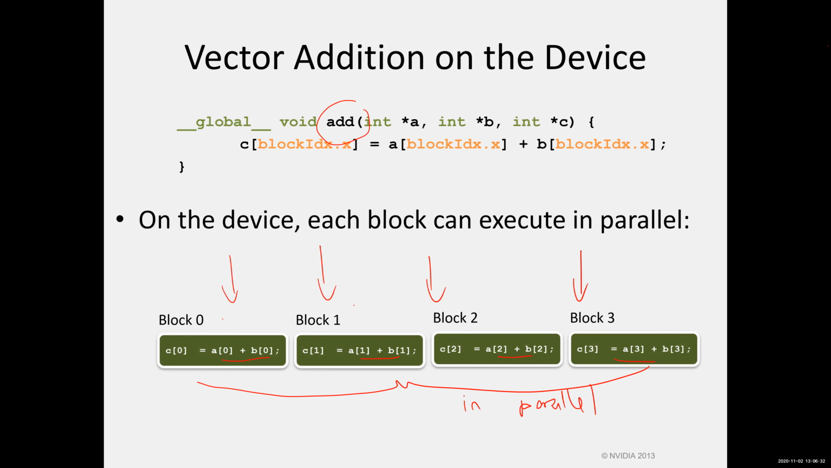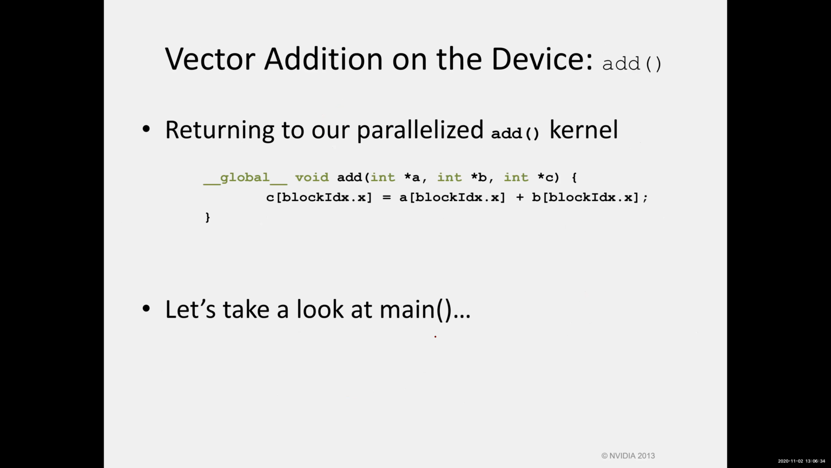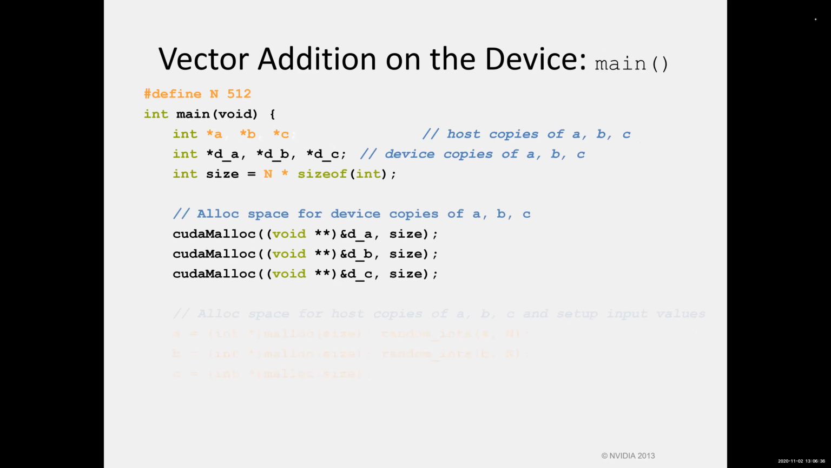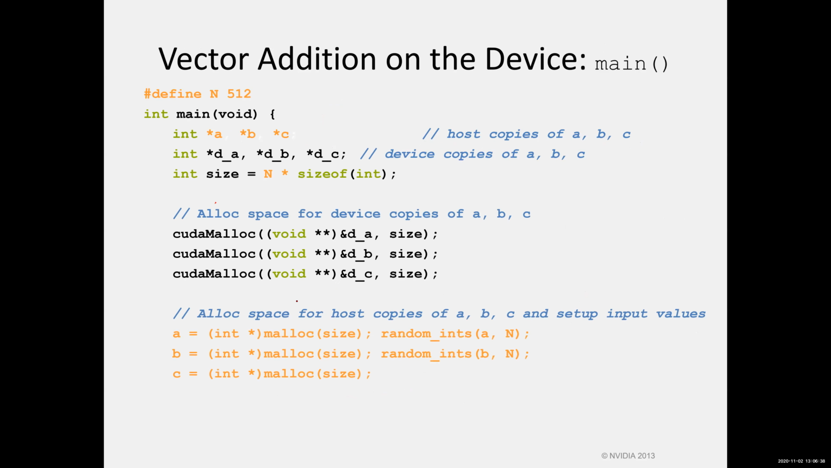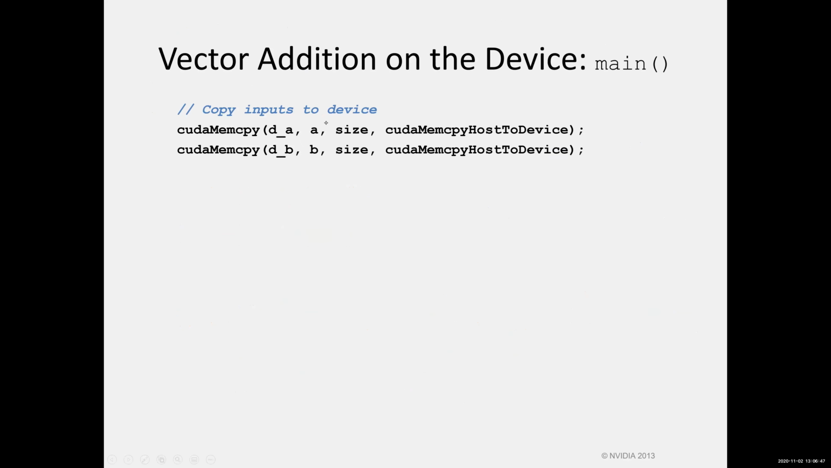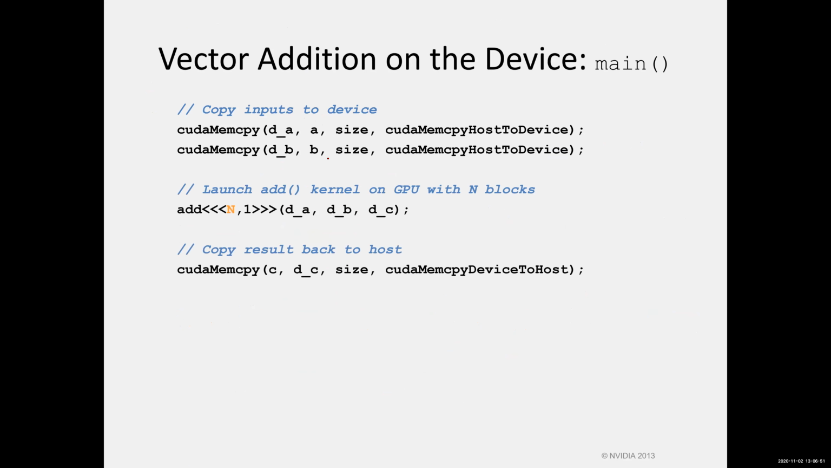It will do it in parallel for you. And then when you return back, the main function does something like this. You create 3 pointers. I do CUDA malloc 3 times over here. I create my malloc, and then after that I transfer my host memory into the device memory.